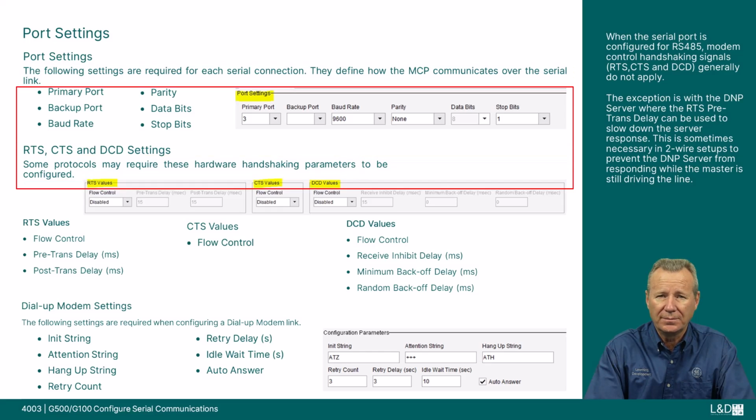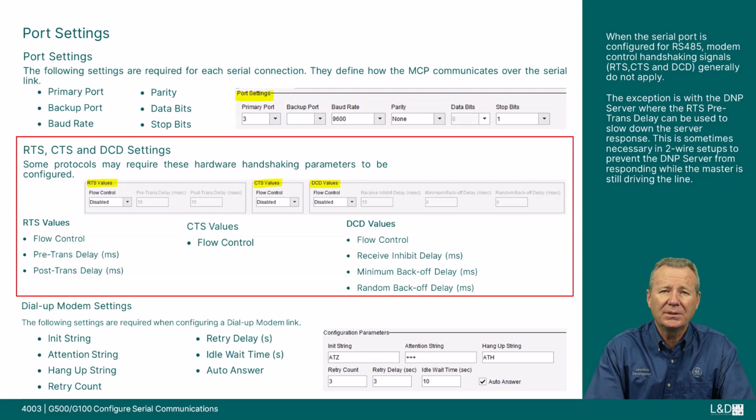The default is 1. Some protocols may require RTS, CTS, and DCD parameters to be configured. When the serial port is configured for RS-485, modem control handshaking signals RTS, CTS, and DCD generally do not apply. The exception is with the DNP server, where the RTS pre-trans delay can be used to slow down the server response. This is sometimes necessary in 2-wire setups to prevent the DNP server from responding while the master is still driving the line.